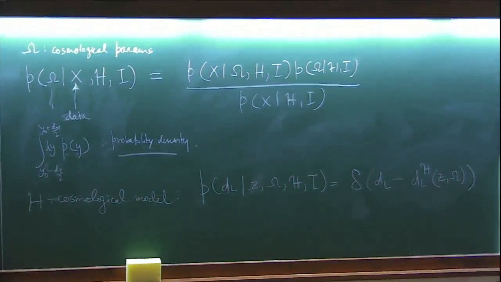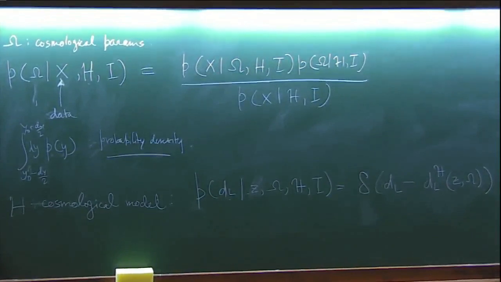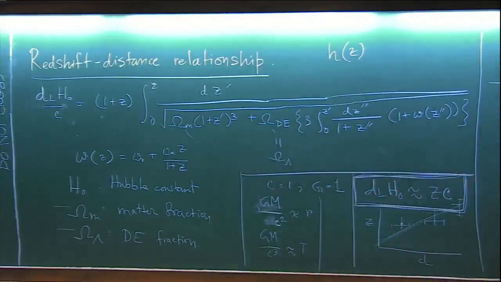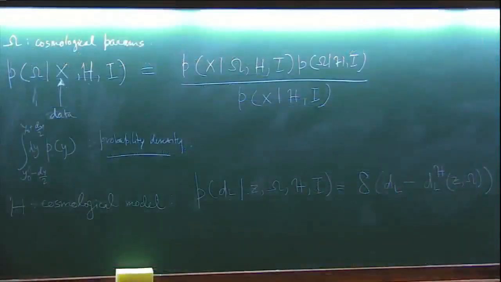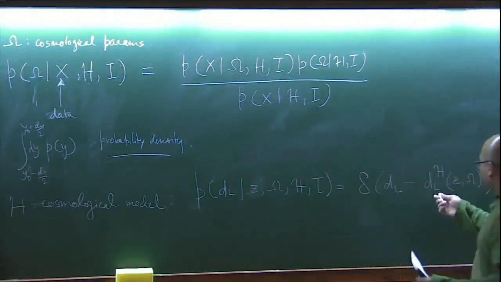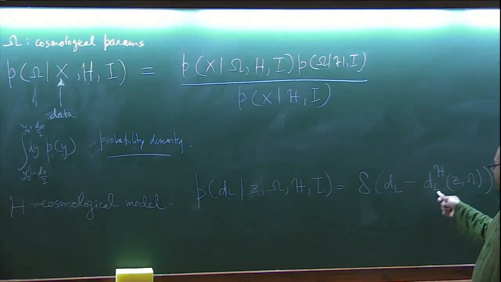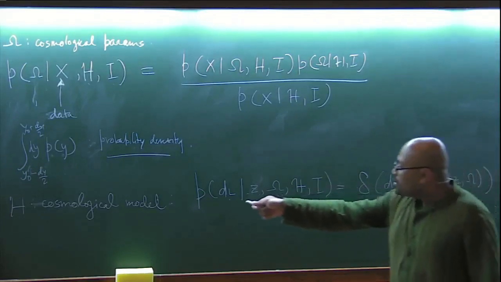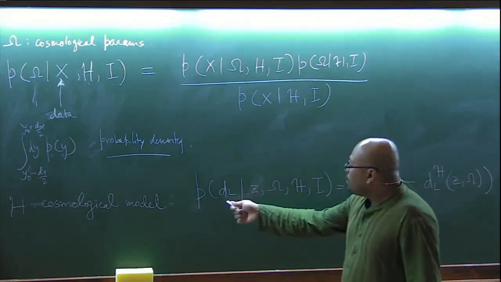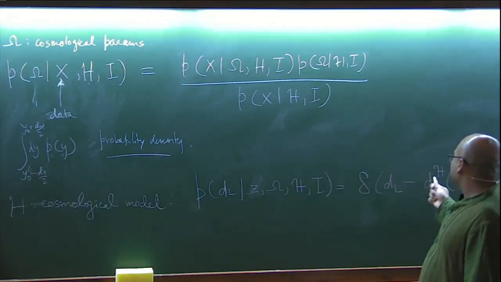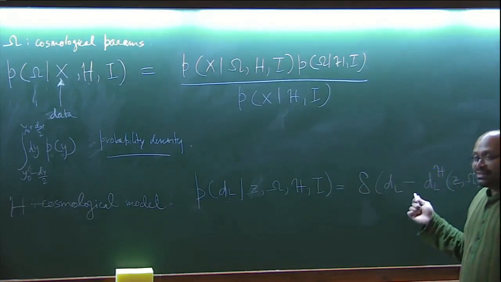Is it clear or is it confusing? This is the dl that is predicted by my cosmological model for certain values of z and other cosmological parameters. So if somebody gives me a cosmological model, a redshift and other cosmological parameters, then I would be able to calculate dl given that model, and it is this number. So the cosmological model asserts that the probability density in dl only peaks at this particular value that the model predicts and at no other value.